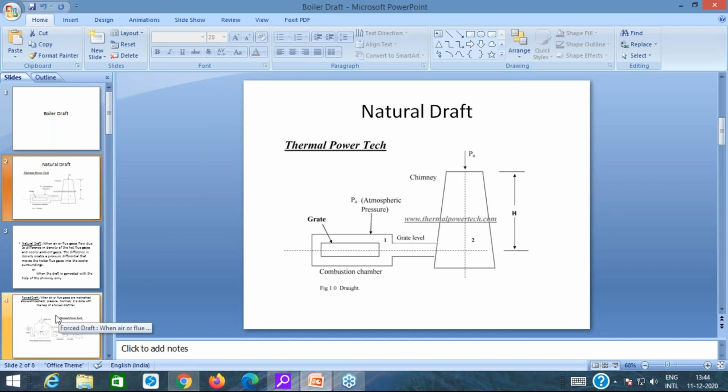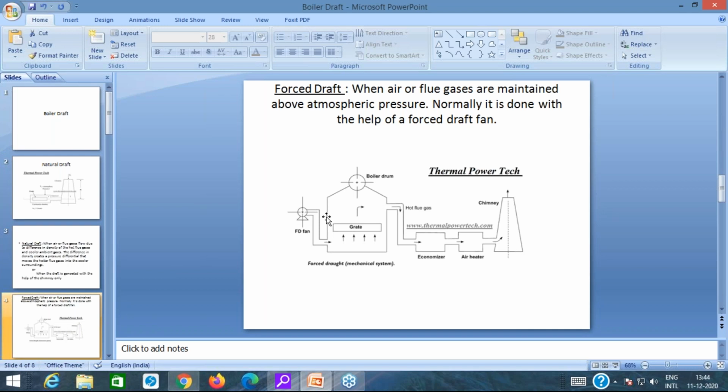If you are using a fan, let us say this is a boiler, and the height of the chimney is not sufficient, or you want to keep the height of the chimney small and still you want to circulate the air through the grate of the furnace of the boiler, and through the other components like economizer, air heater, and finally throw away the flue gases outside to the atmosphere, then for that you need to put a fan at the entrance of that grate, which would push the air inside this.